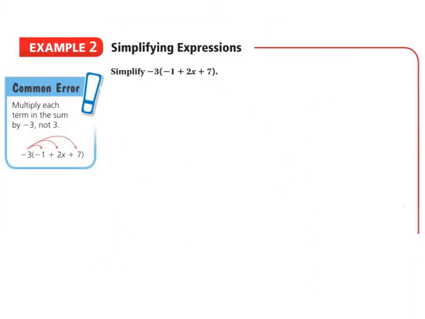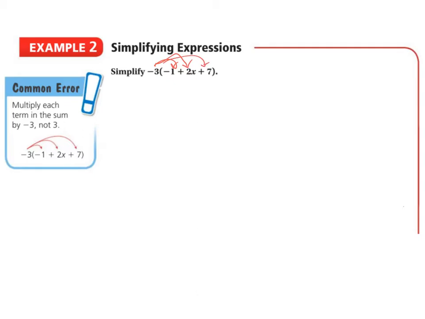All right. So let's look. They're going to try to get trickier. As you can see here, as long as it's part of the quantity, so again, negative 3 times the quantity, negative 1 plus 2x plus 7. So it is times everything in here. I'm going to quickly do this one. So it's going to be times this, and times this.